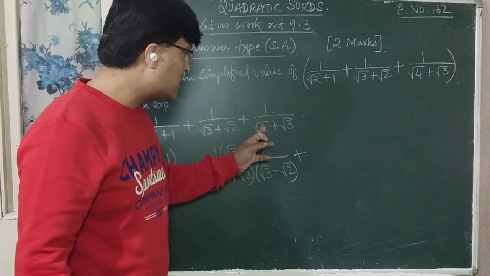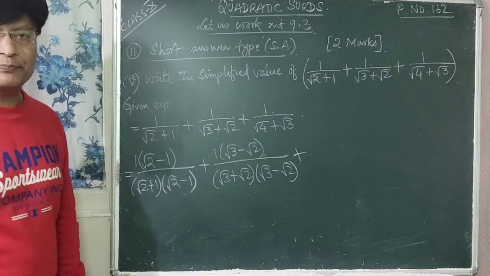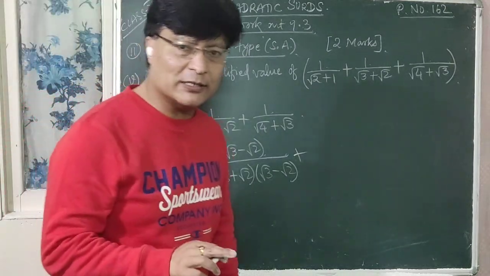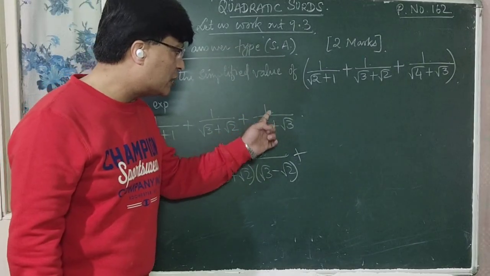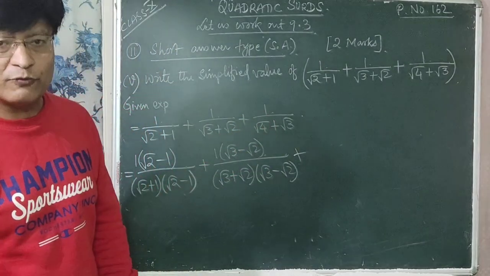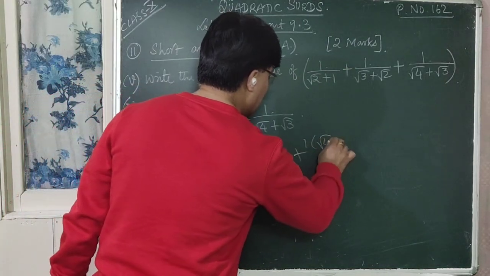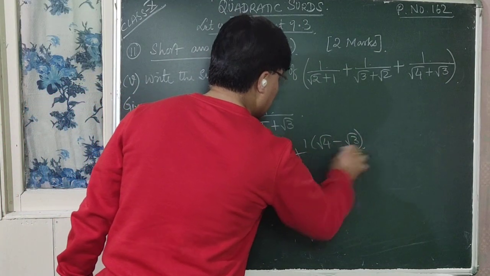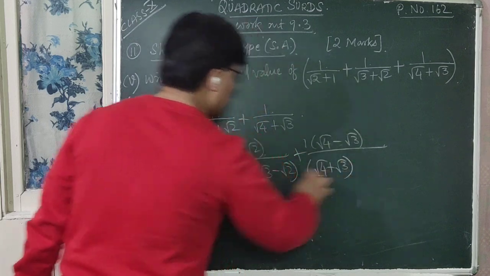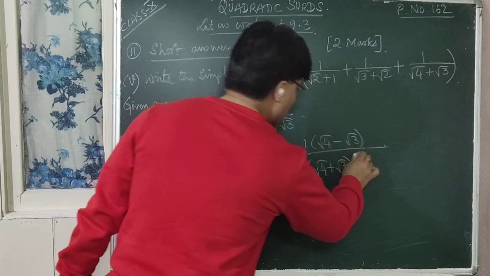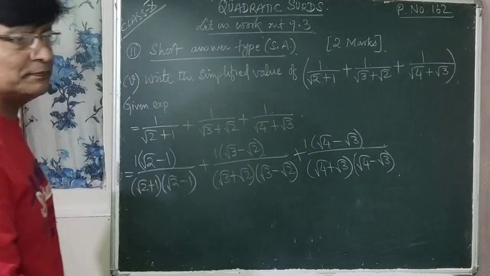What is the rationalizing factor of the denominator root 4 plus root 3? It is root 4 minus root 3. That means you have to multiply both numerator and denominator by root 4 minus root 3. That is 1 into (root 4 minus root 3) divided by (root 4 plus root 3) then what do you write? Root 4 minus root 3. Is that clear?